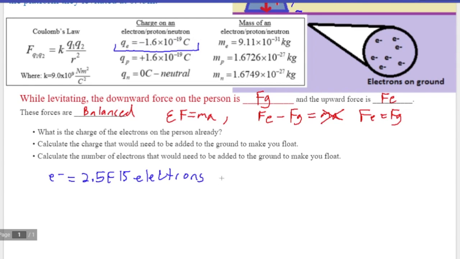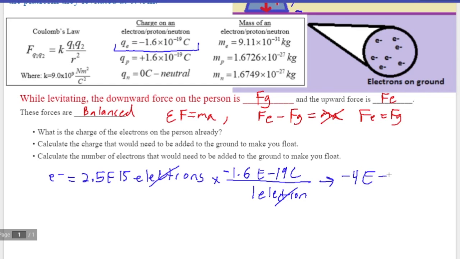Therefore, if I set up a ratio really quickly, given the fact that I have my electrons here, I know that negative 1.6 e to the negative 19 coulombs is equivalent to 1 electron, negative because they're electrons. Now I notice that I have electrons on top here, electrons on top over there. All I have to do is multiply through to figure out my charge. Doing so, I get a charge of negative 4 e to the negative 4th coulombs.